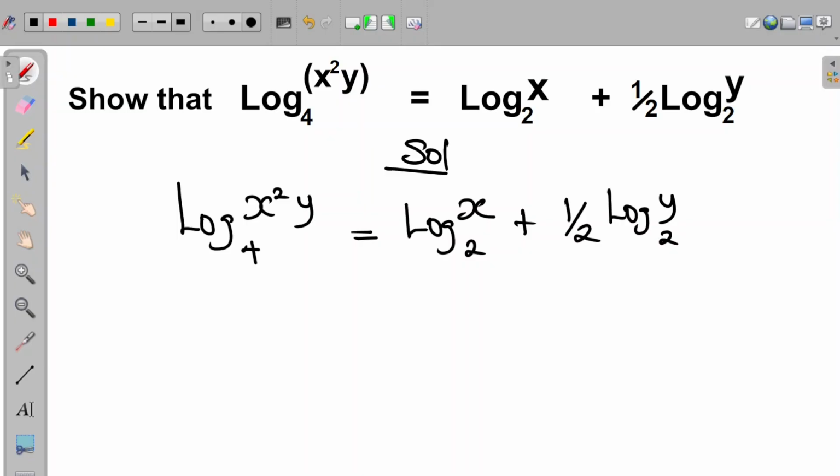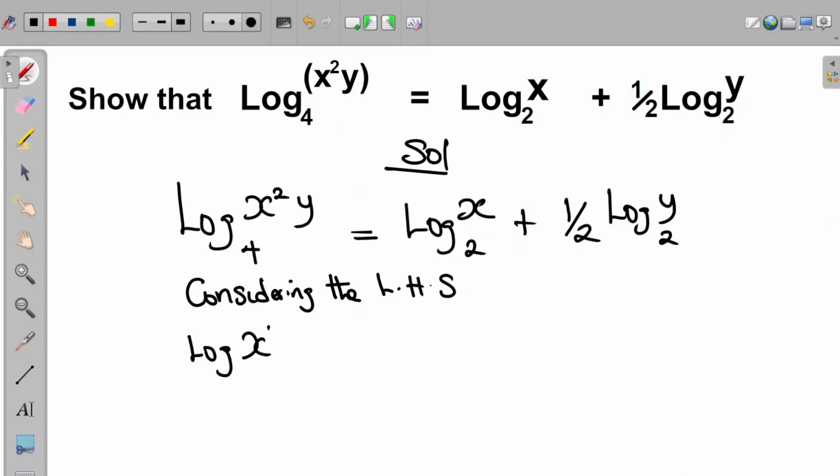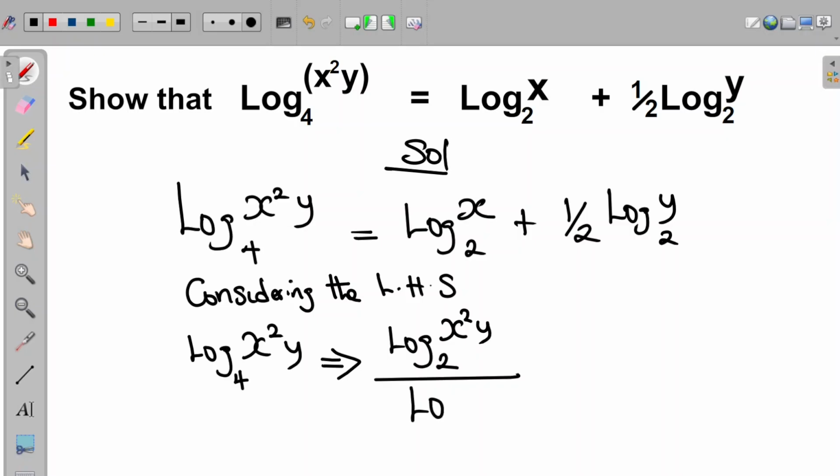Now, at this point, let's consider the left-hand side. We have log of x squared multiplied by y in base 4. At this point, we can apply the concept of change of base, choosing base 2 as a convenient base. We have that this expression becomes log of x squared multiplied by y in base 2, divided by log 4 in base 2.